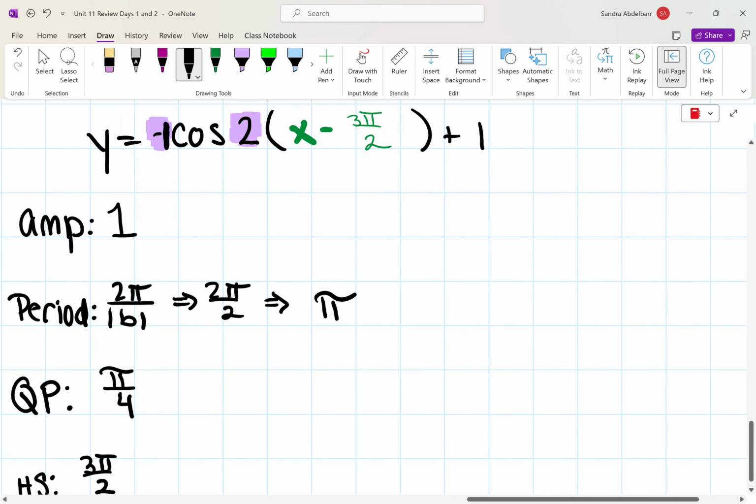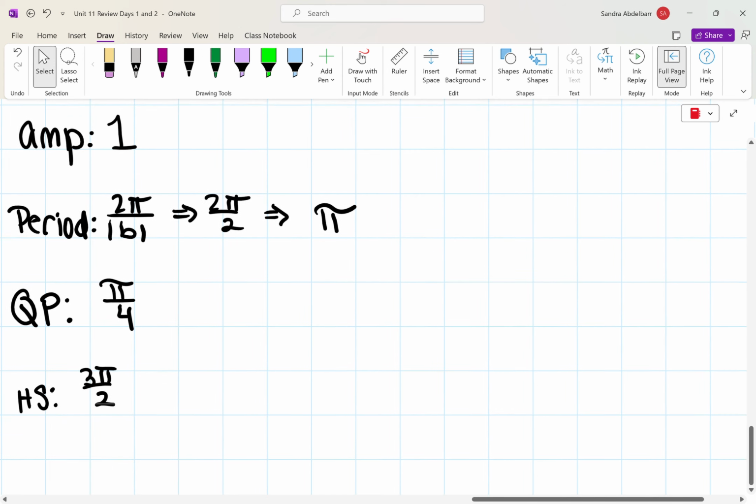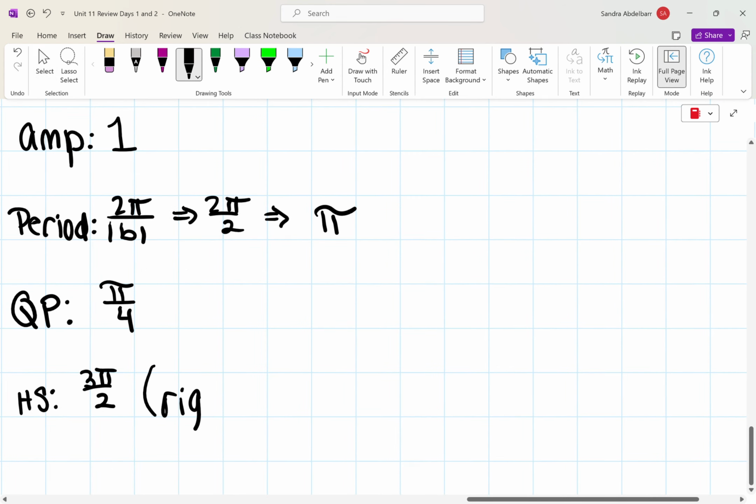Is that negative? Negative. Right, to the right, exactly. 3 pi over 2 to the right. So, it's always the opposite of what's in the parentheses.